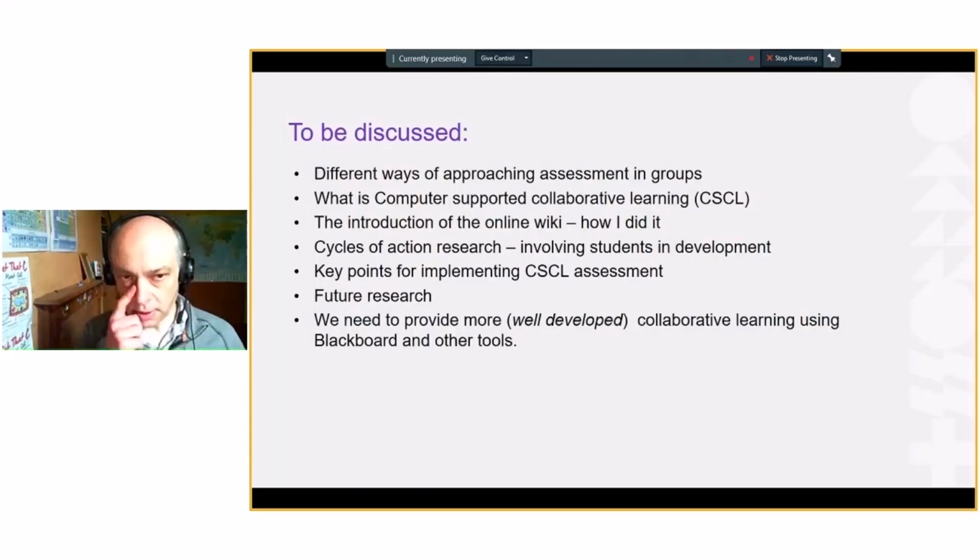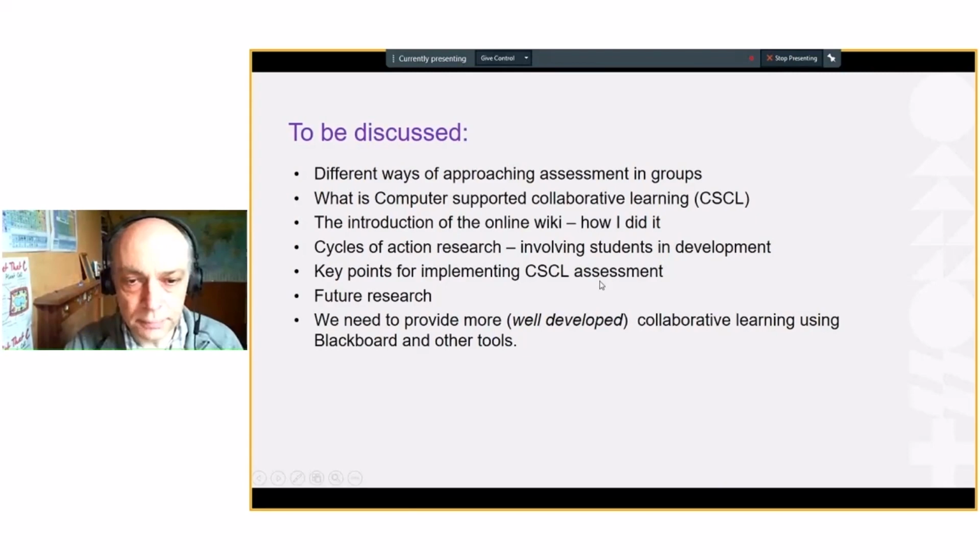So moving along. What we're going to talk about today is different ways of approaching assessment in groups. What is computer-supported collaborative learning? This is the kind of umbrella term that this wiki has been developed under. How I did the introduction of the online wiki, the research I did, the cycles of the action research project that I did. The research project was part of a larger PhD study that I completed a couple of years ago.